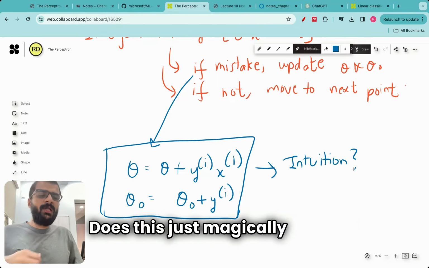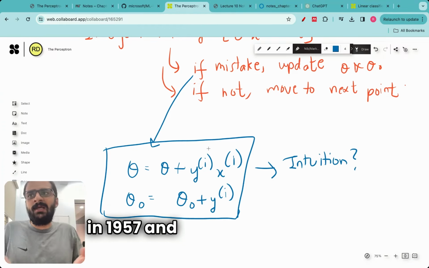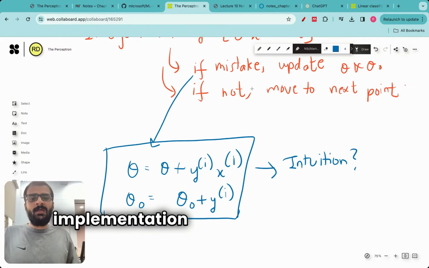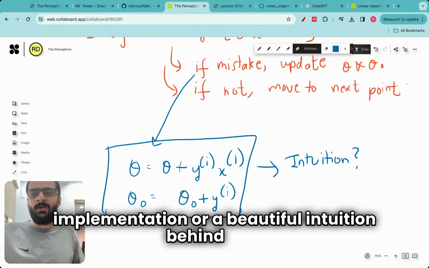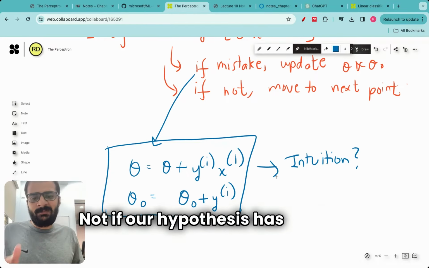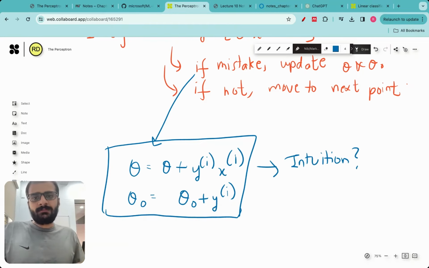Does this just magically work? Did someone come up with these updates in 1957 and it magically works? No, there is actually a very beautiful intuition behind why we need to update theta and theta naught if our hypothesis has made a mistake. But I want to come to that towards the end.